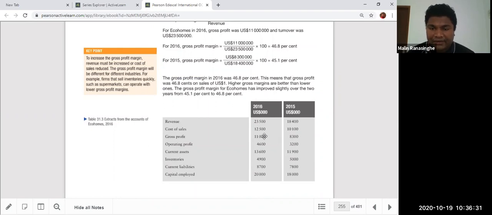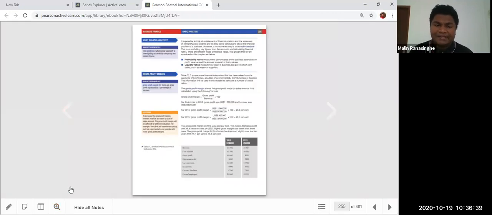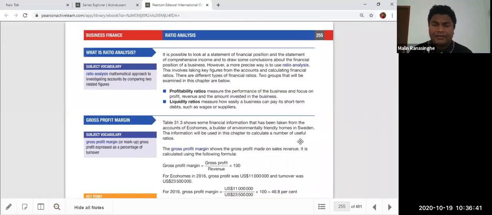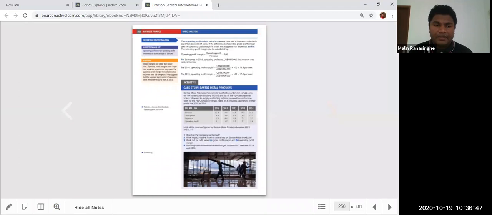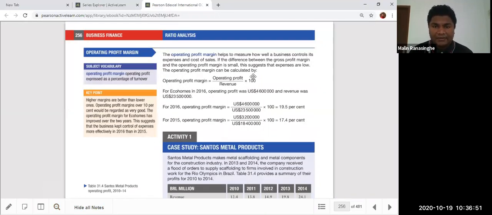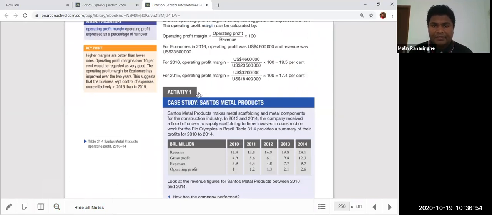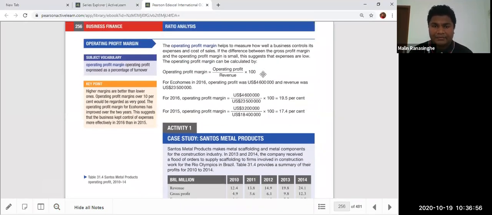Here also gross profit is 11,000 and operating profit 4,000. That means they have that much expenses. That is also an indication you can comment on, whether this business has a huge overhead cost to manage. That is not good. An organization should always try to reduce the overhead cost, the electricity bill, staff cost, everything. So look at operating profit over revenue into 100.